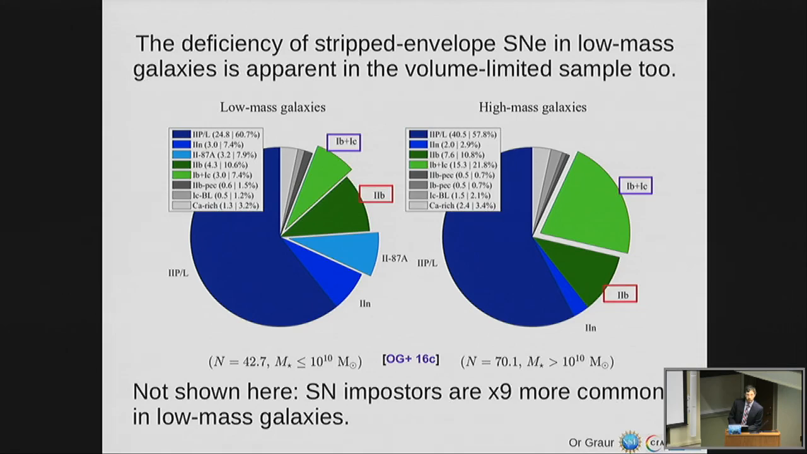One possible problem here is that we're still dealing with low number statistics, especially when we subdivide the sample. We also find that 87A-like supernovae are statistically significantly seen only in low mass galaxies. And we also see nine times more supernova imposters in low mass galaxies. This has a huge caveat attached to it, that these are not classified and discussed as robustly as the actual supernova types. So take this with a grain of salt.